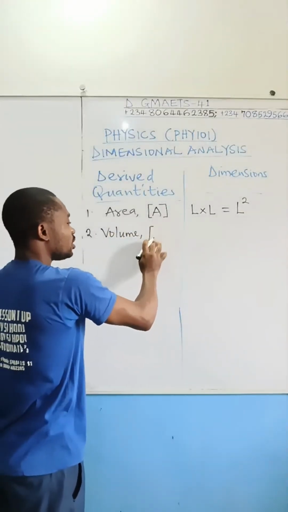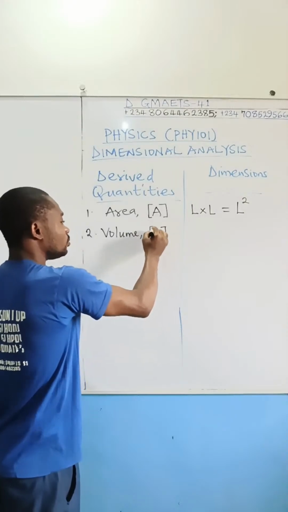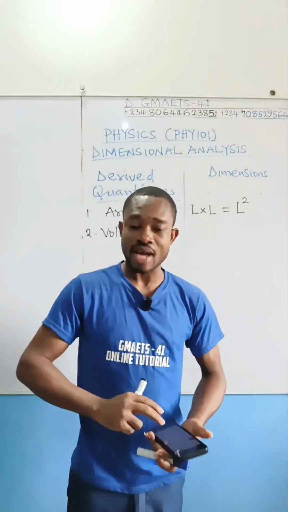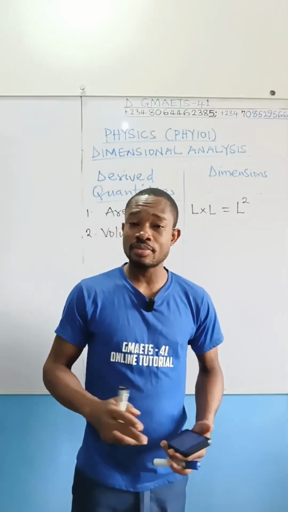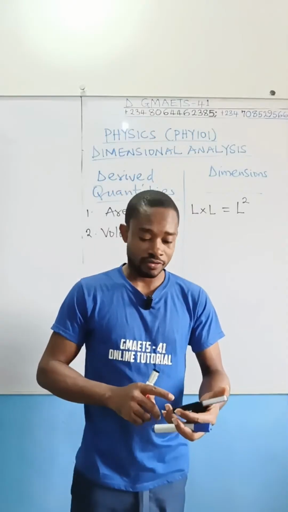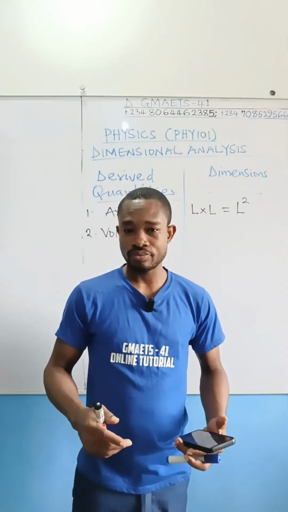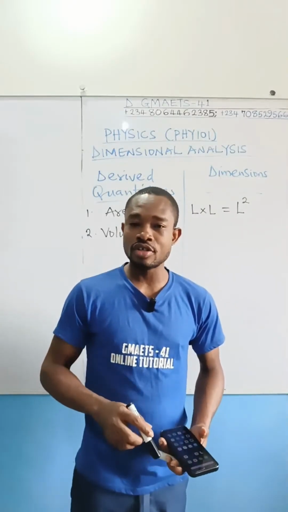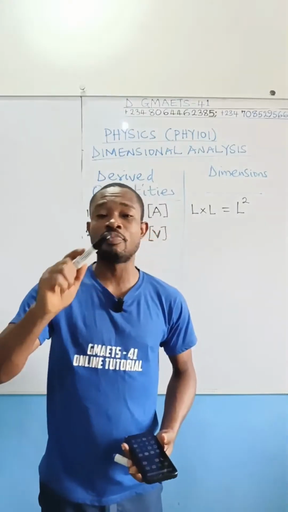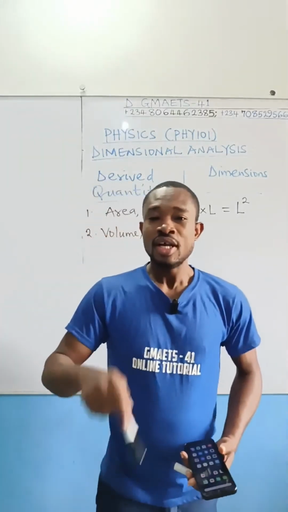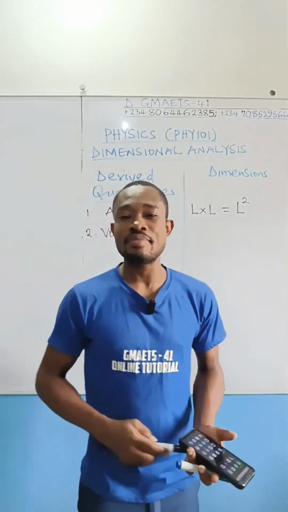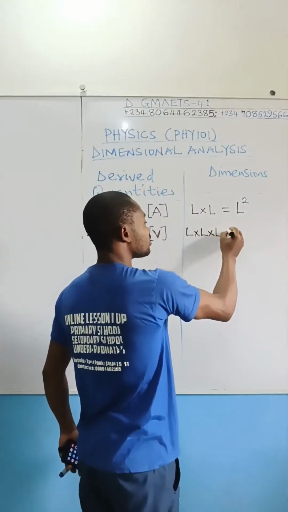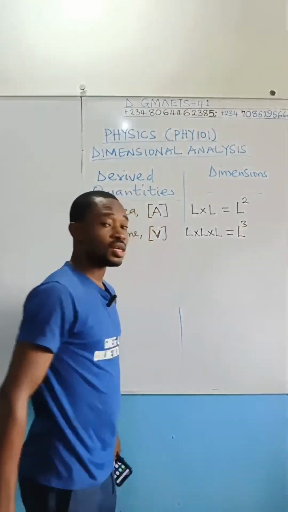So this is going to be the dimension of volume, V. Volume, from our previous class, we defined it as length times breadth times height, something most of us already know. So to get the dimension of volume is going to be the dimension of length times the dimension of breadth times the dimension of height. Length, breadth, height have the same dimension. Therefore, it's going to be length times length times length. And that will give you length raised to power 3.